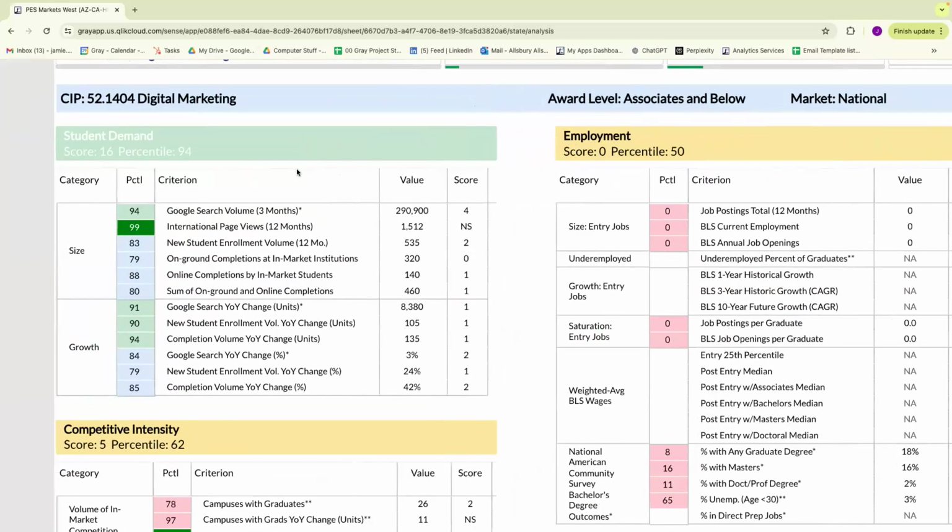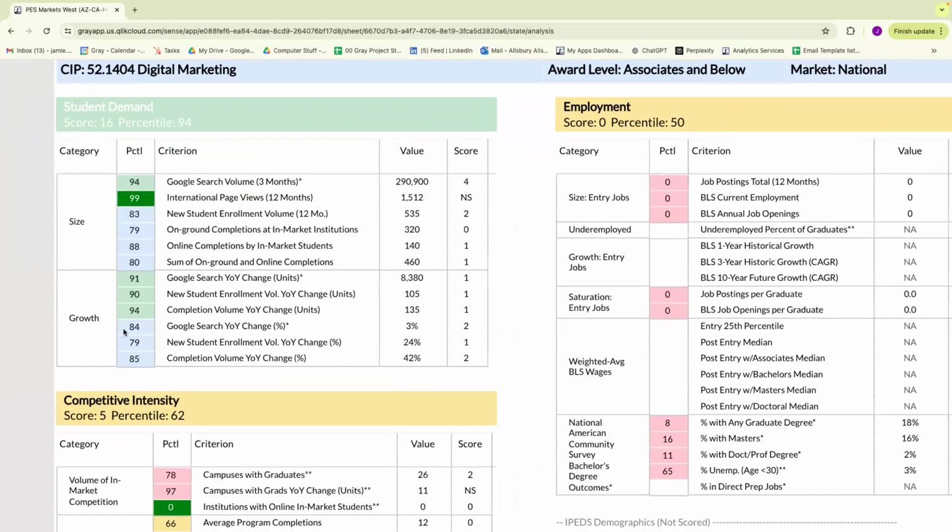Student demand is scoring very high, again, at the 94th percentile. In our value of 200, over 290, almost 291,000 Google searches in the last 3 months. In perspective, that's in the 94th percentile. We can see our size for current completions and new student enrollment stays high. And then our growth trajectory in those areas of Google search, enrollment, and completion are all on the growth and high marks in comparison to other programs as well.